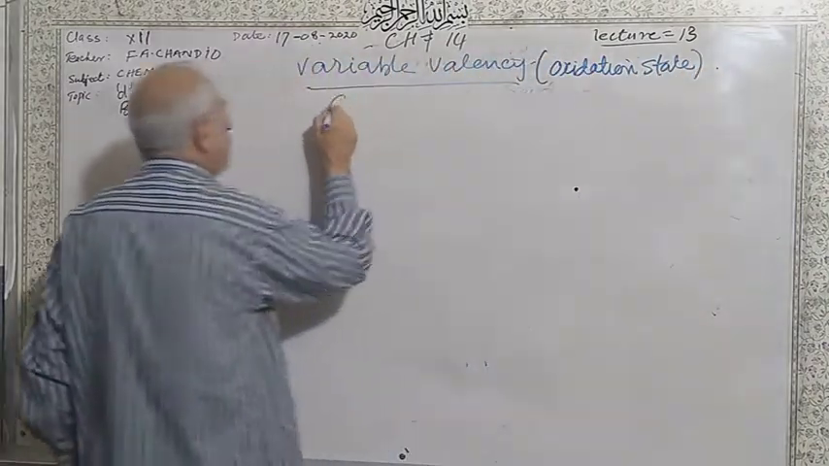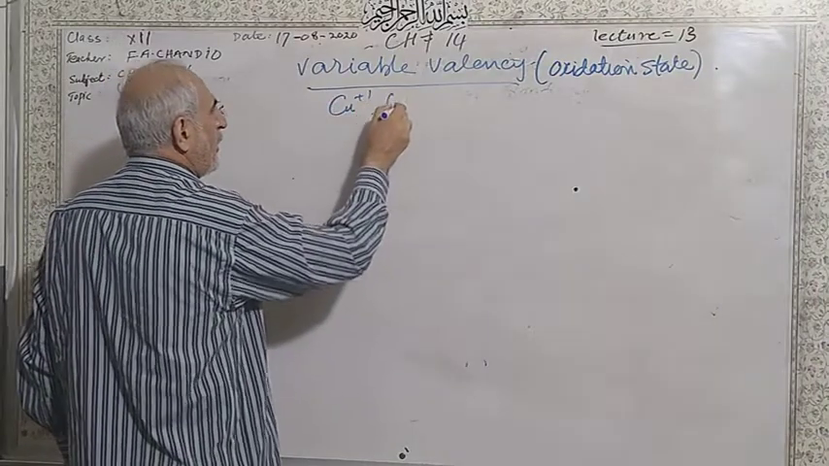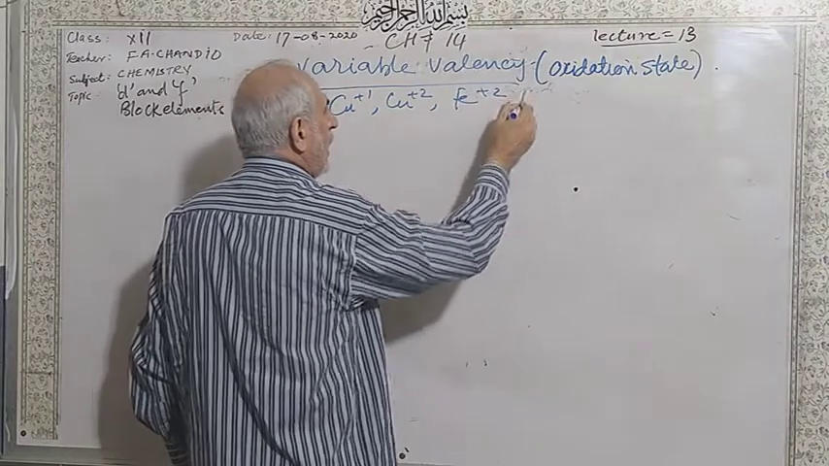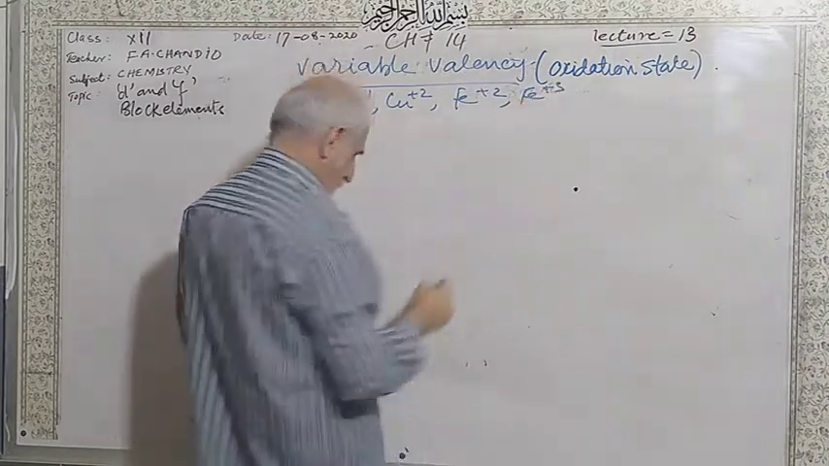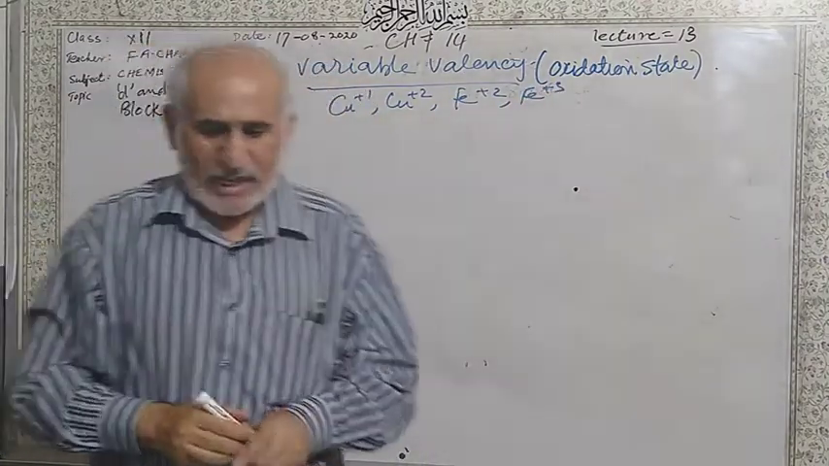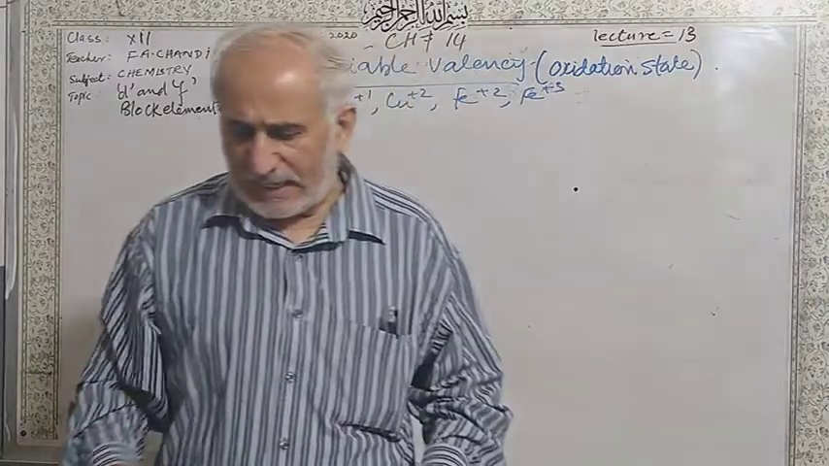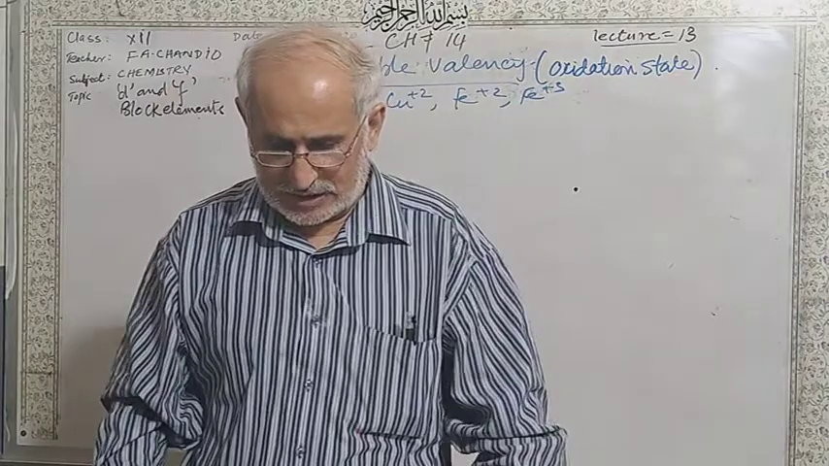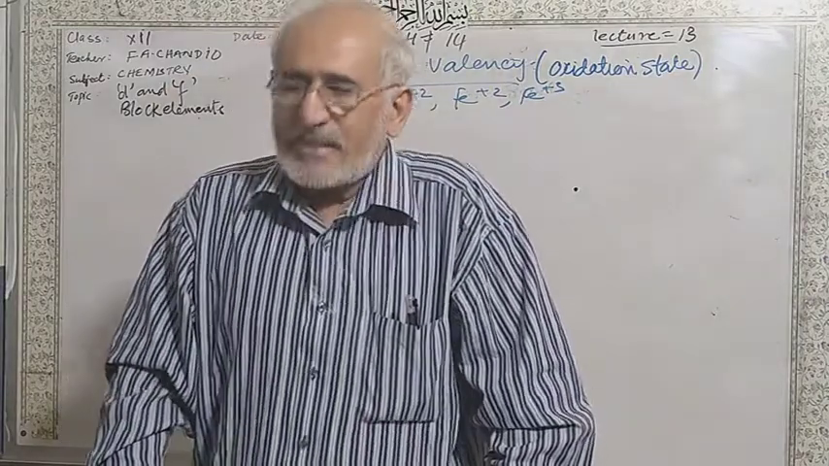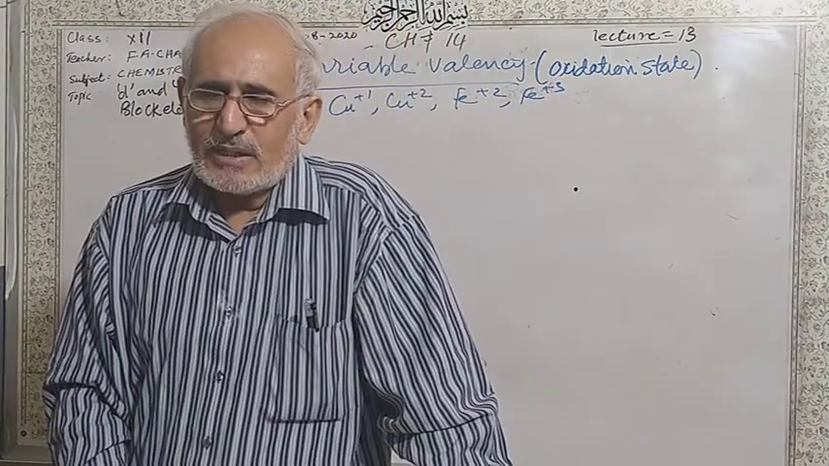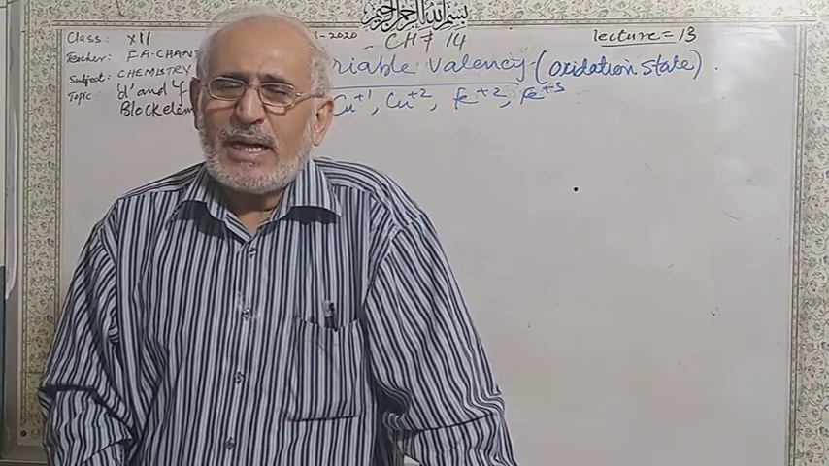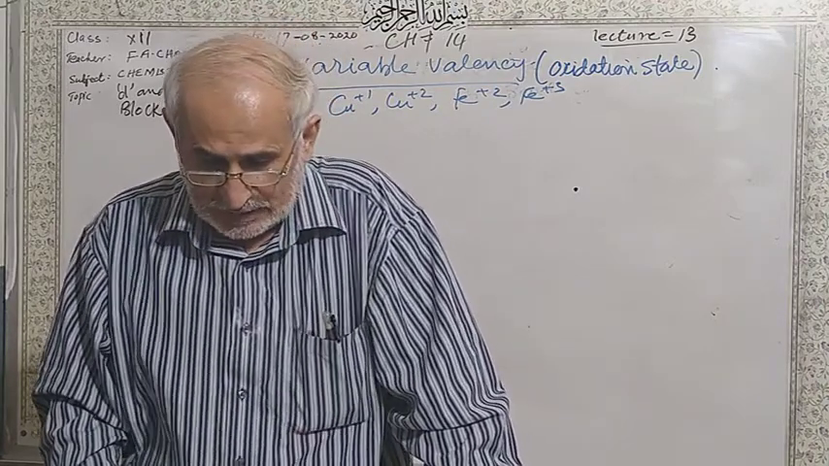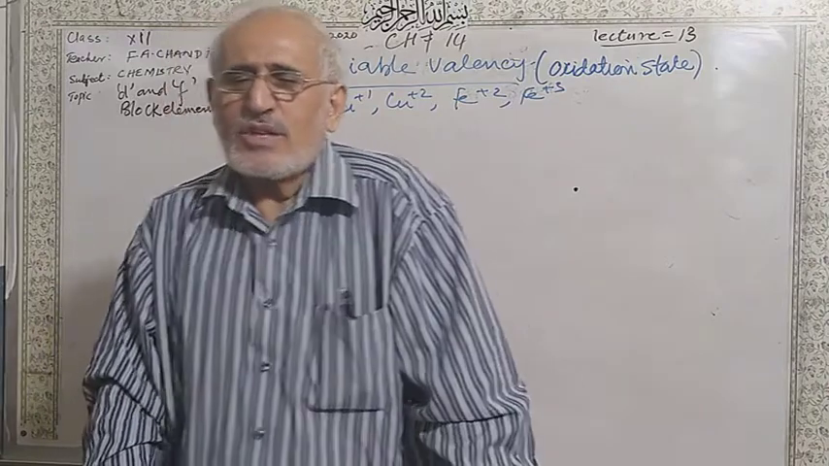Just like copper +1, copper +2, iron +2 and iron +3, etc. So they have variable oxidation states. Why do the transition metals have variable oxidation states? It's no doubt that transition metals are highly positive in character. They are electropositive in nature and have positive oxidation states.